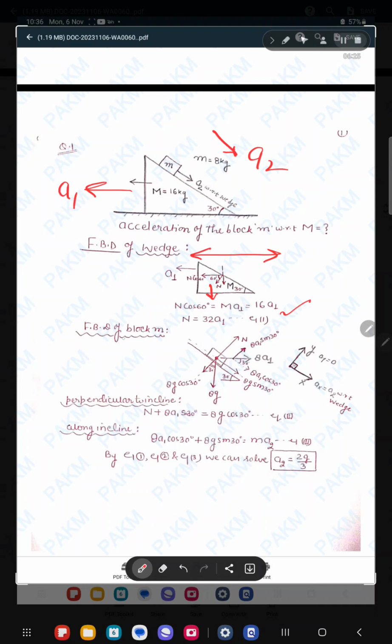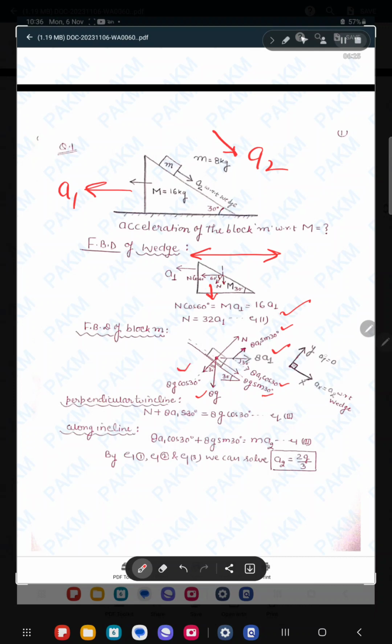Now equation number 2: for m we will draw the free body diagram. Always remember, where the mass is, the free body diagram is supposed to be drawn of that shape, like capital M and small m. For small m, we have the normal reaction and one pseudo force acting, since the lower block is accelerating with acceleration a. This is the pseudo force. We have resolved the pseudo force into two given directions. Similarly, mg gets resolved in the two given directions.